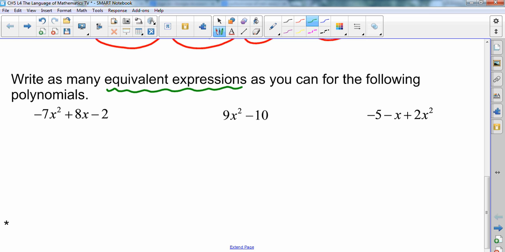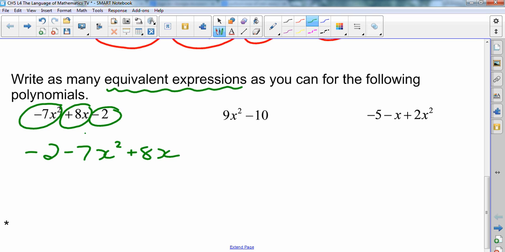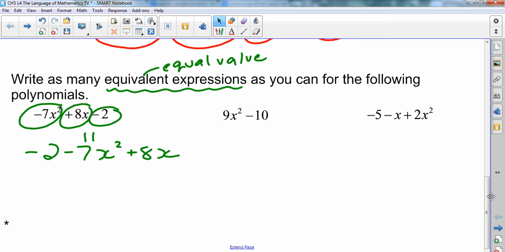And an equivalent expression is just another expression that has the same terms but in a different order. So there's our first term, our second term, our third term. Just switch around the order, and you get equivalent expressions. So equivalent means equal value, and they're expressions. Okay, so 2 different expressions that have the same value. I won't do the other 2 examples. I think you get the idea. If you want to check them with me tomorrow, you can.